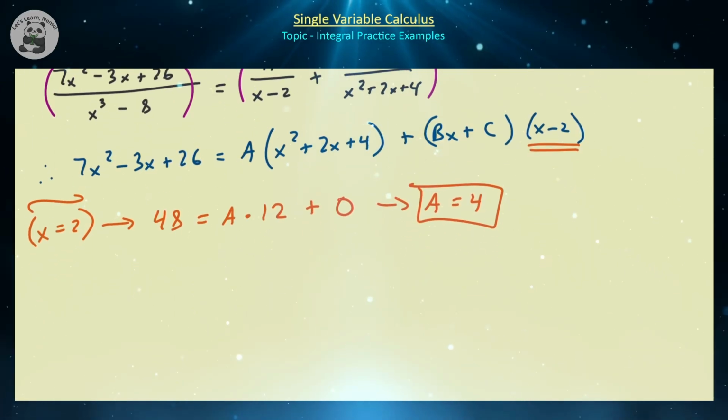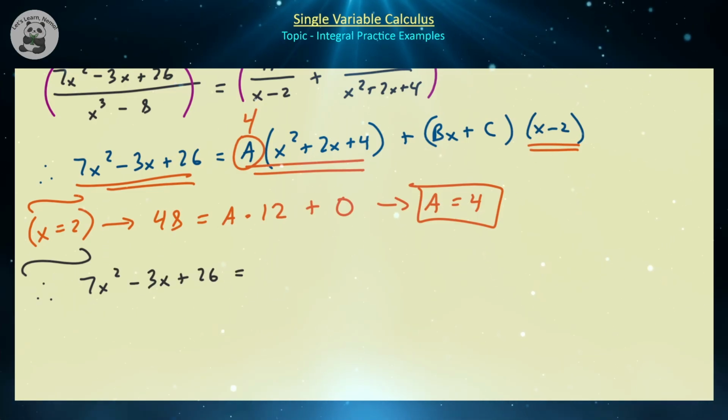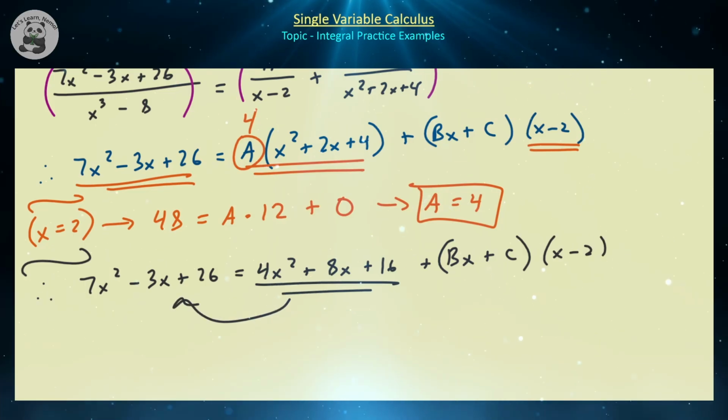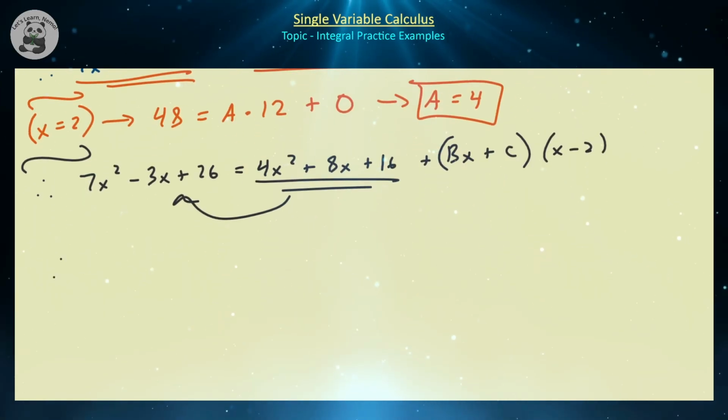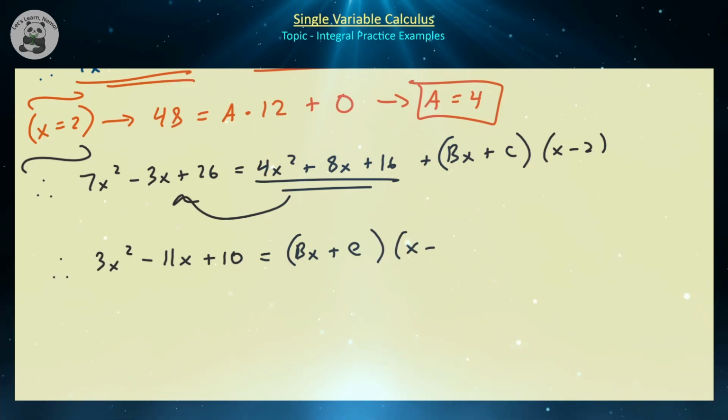So once we have that constant, then we can actually plug that back in and have 4, and then expand that out, and then subtract that to the left-hand side and simplify that quadratic. So once we have that, we're going to have 7x squared minus 3x plus 26 is equal to 4x squared plus 8x plus 16 plus, then we have this thing here which we'll deal with in a moment. So what I want to do is bring that to the left-hand side, and that's going to give us 3x squared minus 11x plus 10 is equal to bx plus c times x minus 2.